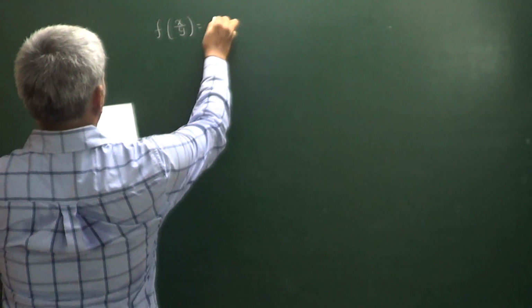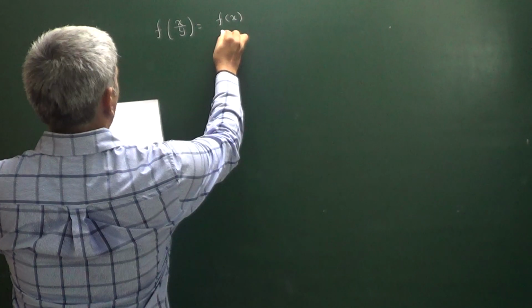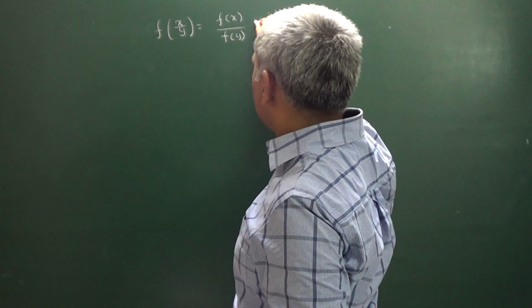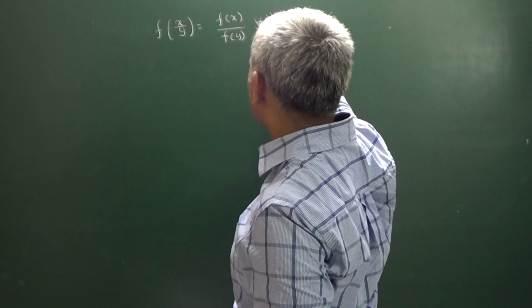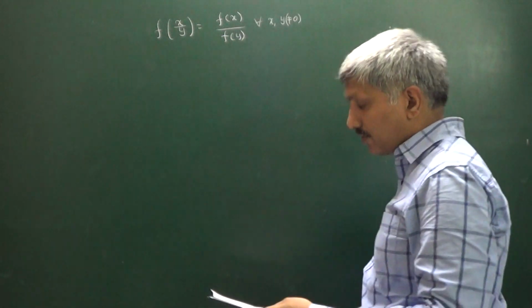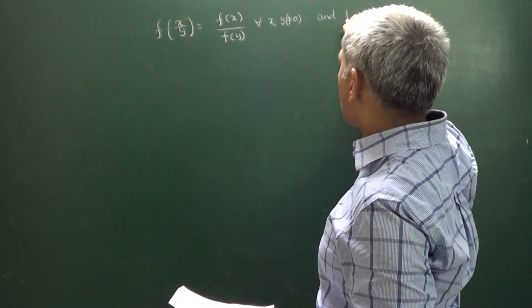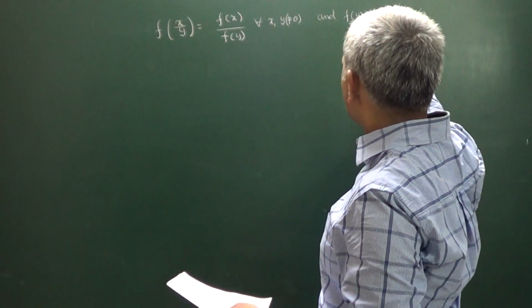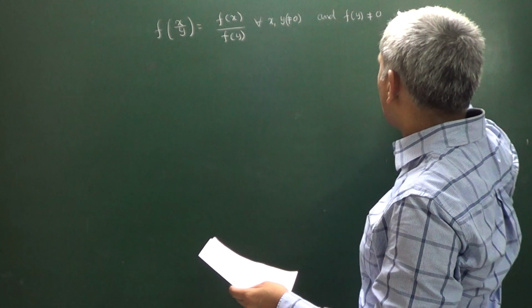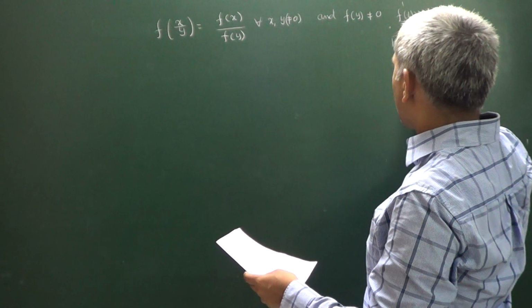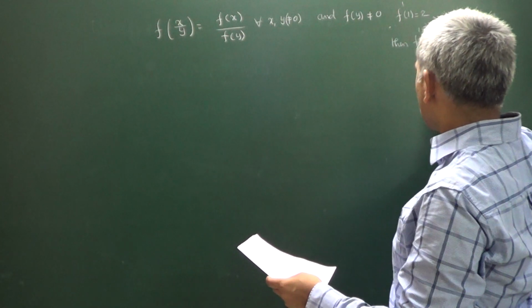So this is another question they have given like this: f of x by y is equal to f of x divided by f of y, for all x comma y not equal to 0. Yes, y value not equal to 0 is given. And it is also given that f of y is not equal to 0, f dash of 1 is equal to 2. Then he is asking for f dash of x. What is f dash of x?